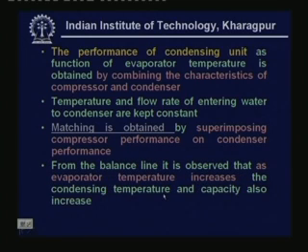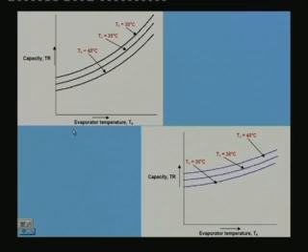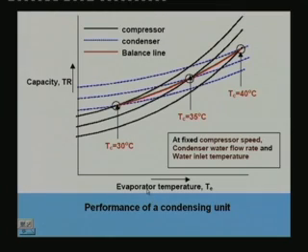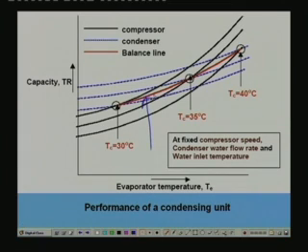So, from the balance line it is observed that as evaporator temperature increases, the condensing temperature and capacity also increase. So, that you can see here. From this red line, that is the balance line, you can see that as the evaporator temperature increases, the capacity increases. At the same time, as the evaporator temperature increases, the balance condenser temperature also increases. And we know the reasons why this happens.